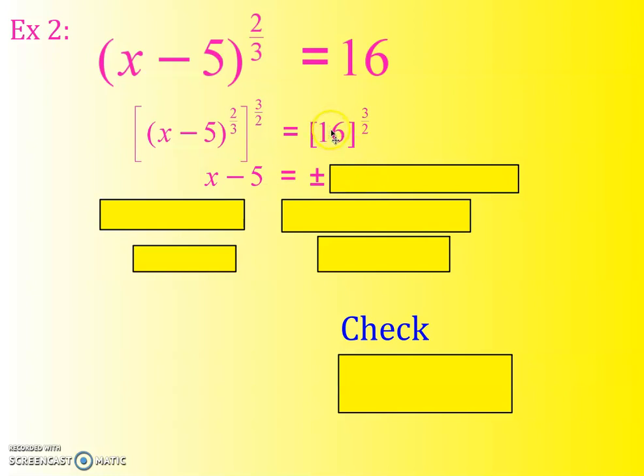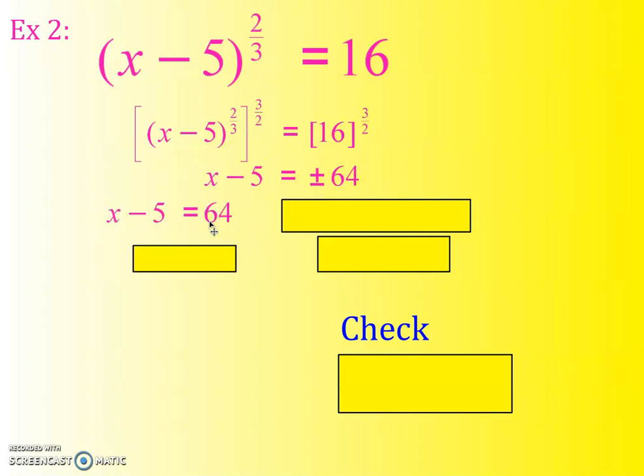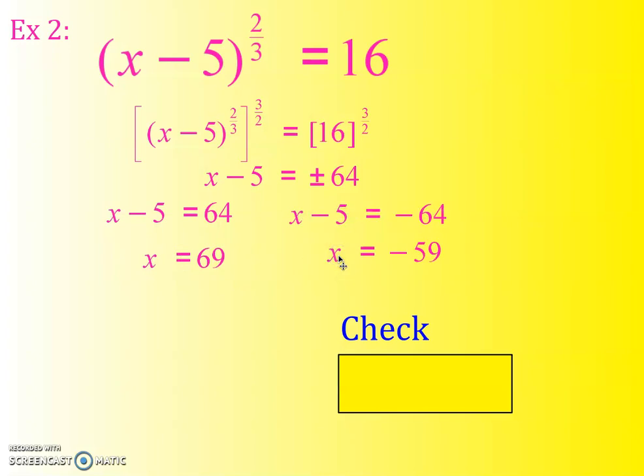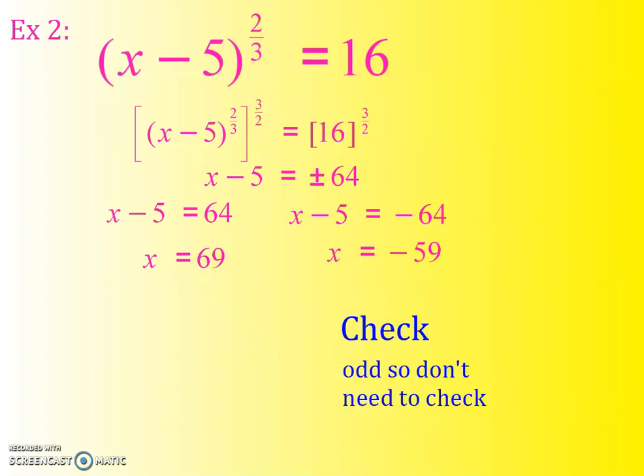So the square root of 16 is 4, and 4 cubed is 64. Again, you could type that in your calculator if you prefer. This creates two problems. We've got x minus 5 equals positive 64. We've got x minus 5 equals negative 64. We're going to add 5 to both sides on both equations and get two solutions. Do we need to check our answer? Go back to the original. Notice your root is a 3. 3 is odd. Odd means we don't need to check. Both of these are good solutions.